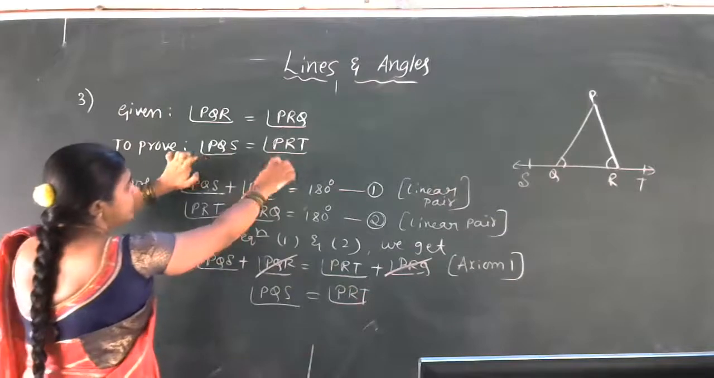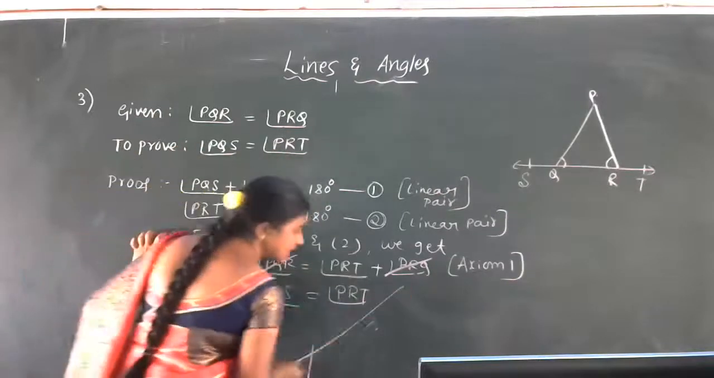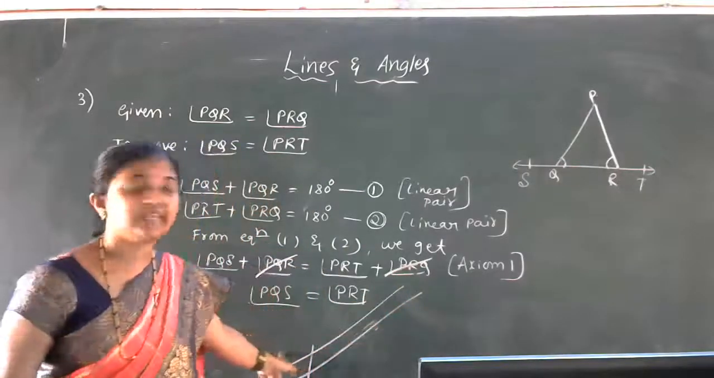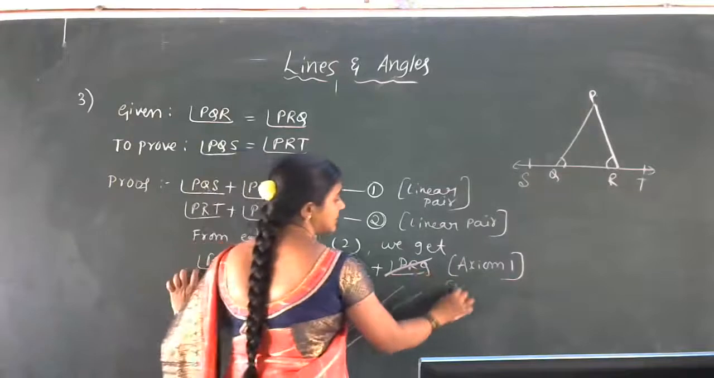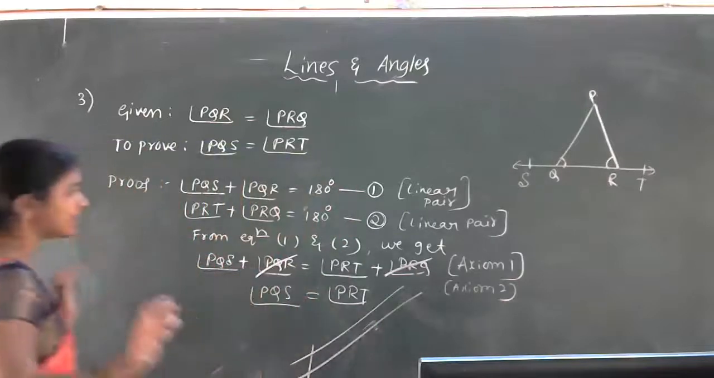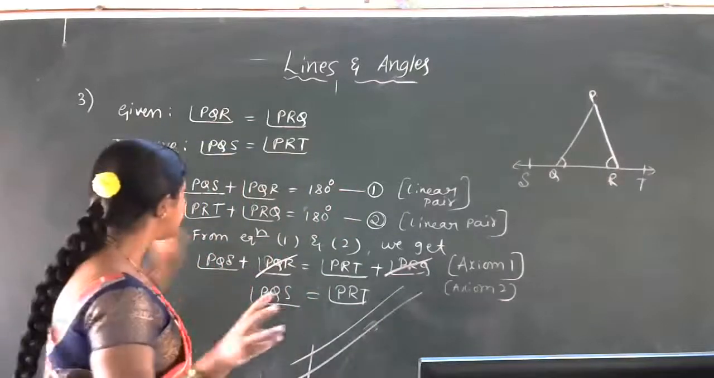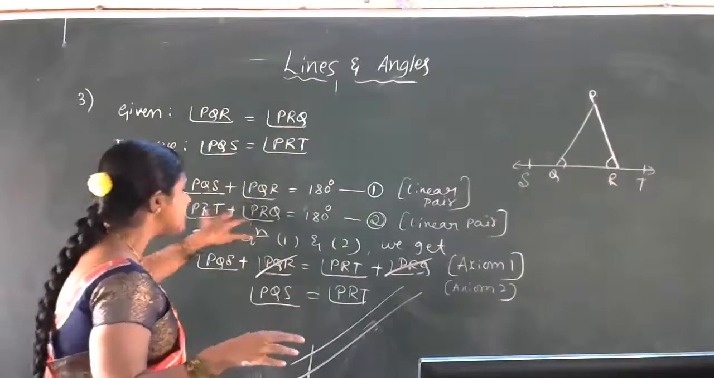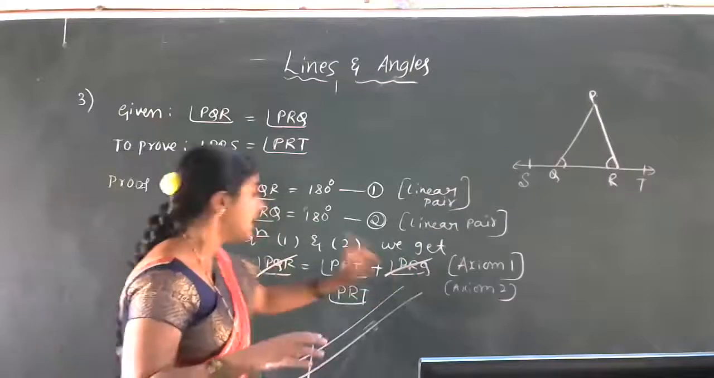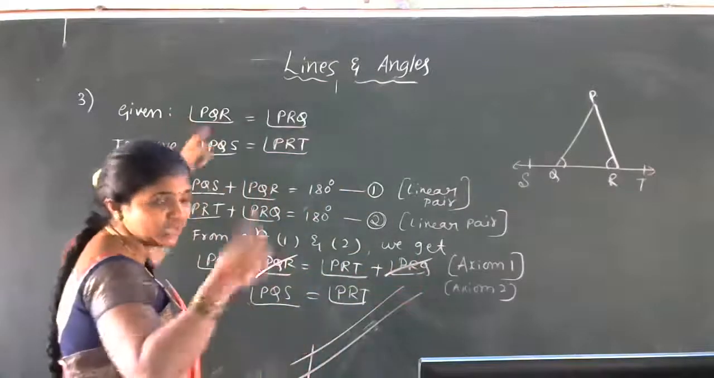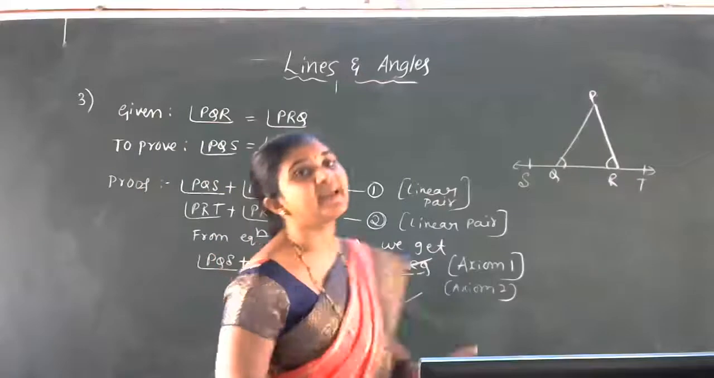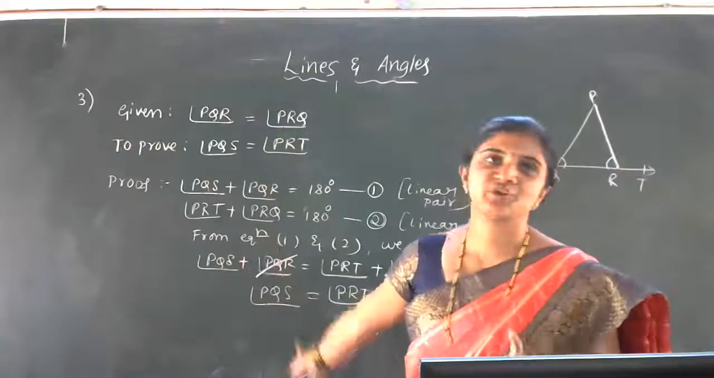That is what we had to prove: PQS is equal to PRT. Hence proved. This is the end of the problem. Here we used axiom 2: if equals are subtracted from equals, then the remainders are equal. I told you it is a three-step problem. This is one step, the second step, and in the third step we got the proof. PQR and PRQ are equal, it is given, so we subtract from both sides, and the remaining answer is PQS equals PRT. This is the explanation for the third question.